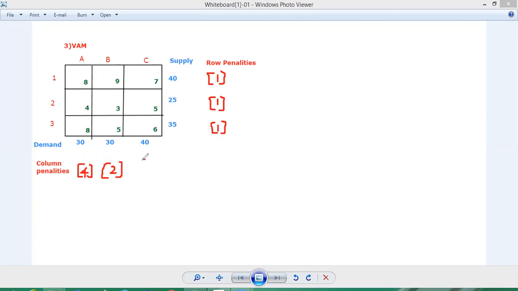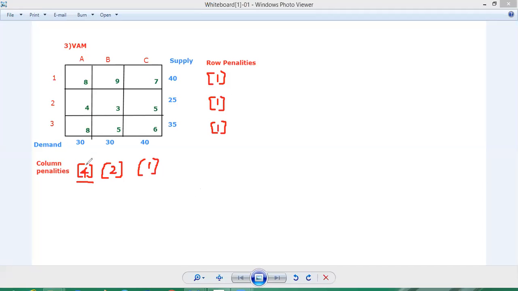Now in the third column, the first minimum value is 5, second minimum value is 6. The difference will be 1. Now among these row penalties and column penalties, we have to pick a maximum penalty. So which is the maximum penalty? This one. Yes, right. This 4 is having a maximum penalty.